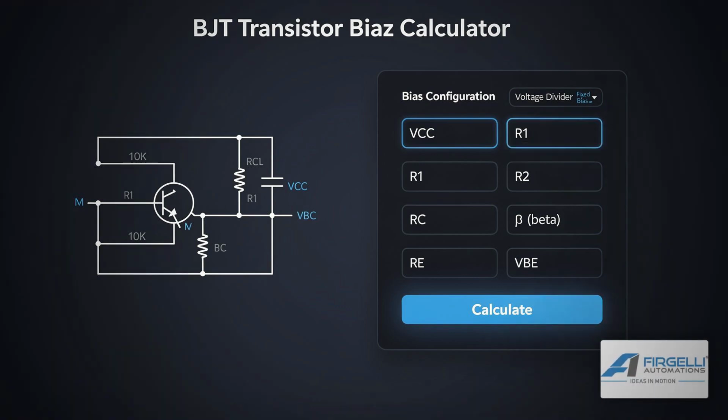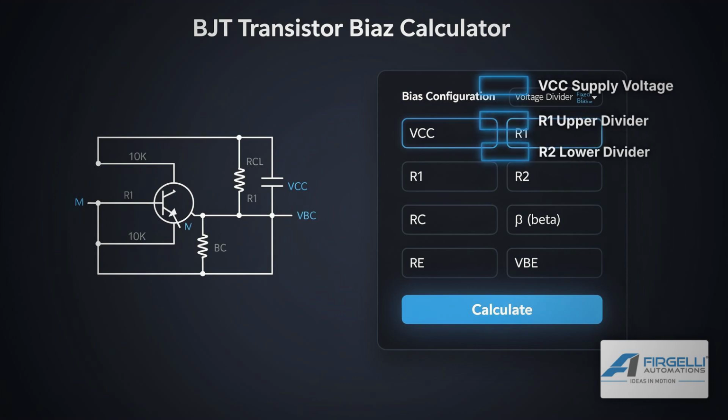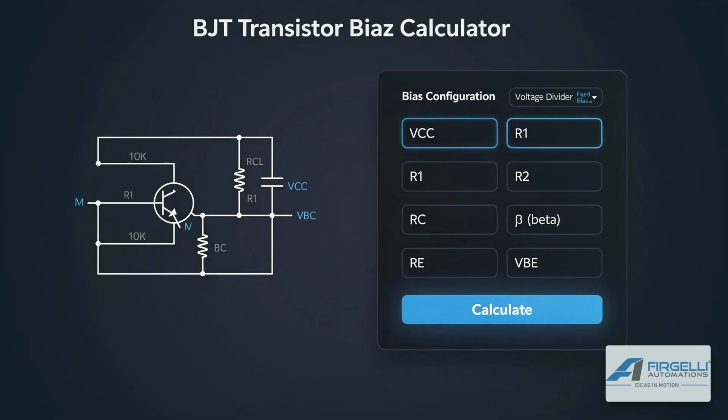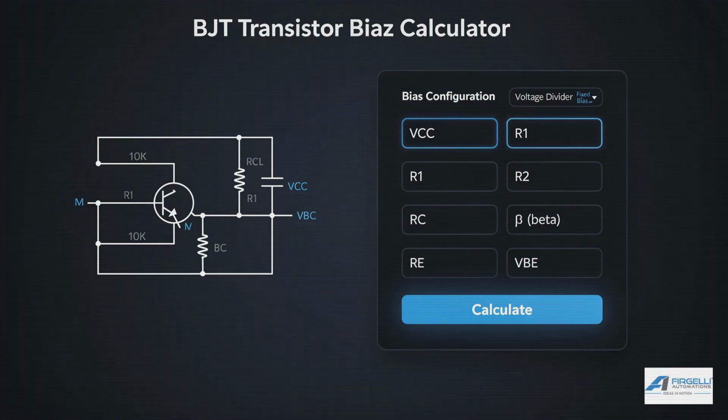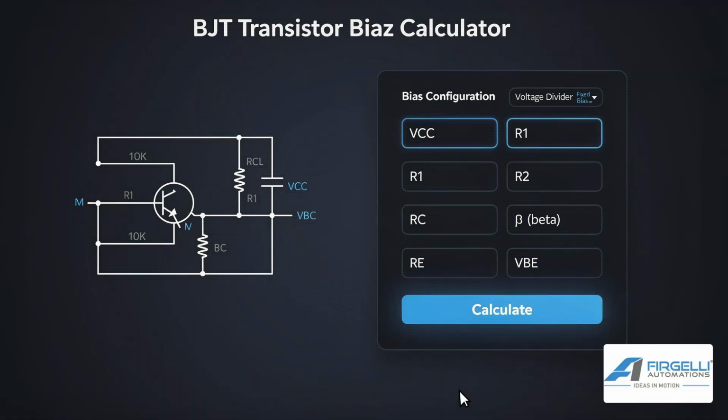Now enter your circuit parameters: VCC supply voltage in volts, R1 upper divider in kiloohms, R2 lower divider in kiloohms, RC collector resistor in kiloohms, RE emitter resistor in kiloohms, beta current gain, and VBE base emitter voltage in volts. Here's a worked example. With VCC at 12 volts, R1 at 10 kiloohms, R2 at 2.2 kiloohms, RC at 2.7 kiloohms, RE at 1 kiloohm, beta at 100, and VBE at 0.7 volts.